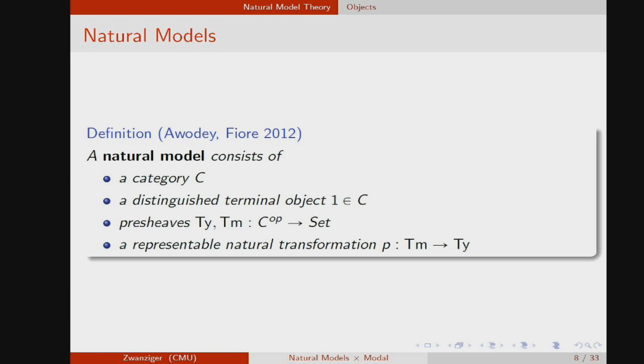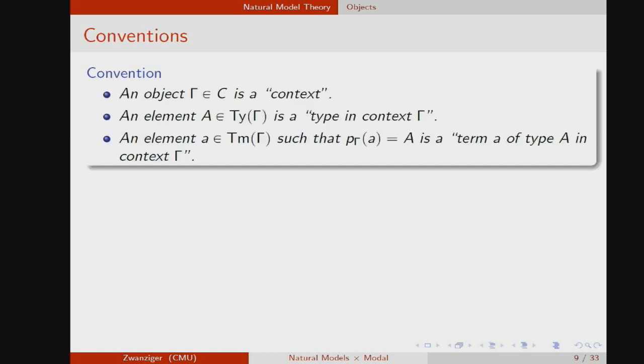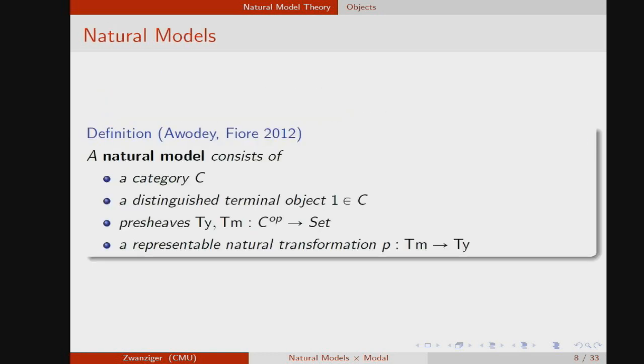Okay, so as I said, a natural model is essentially a category with families. It's a categorical way of thinking about categories with families. So what it consists of is a category, which is kind of like the category of contexts. The objects are contexts, and it has a terminal object, which interprets the empty context, and then it has some presheaves of types and terms, or you think of the elements of those as types and terms, and then you have this natural transformation P from terms to types, that kind of assigns each term to its type, and then that natural transformation has the property that it is representable.